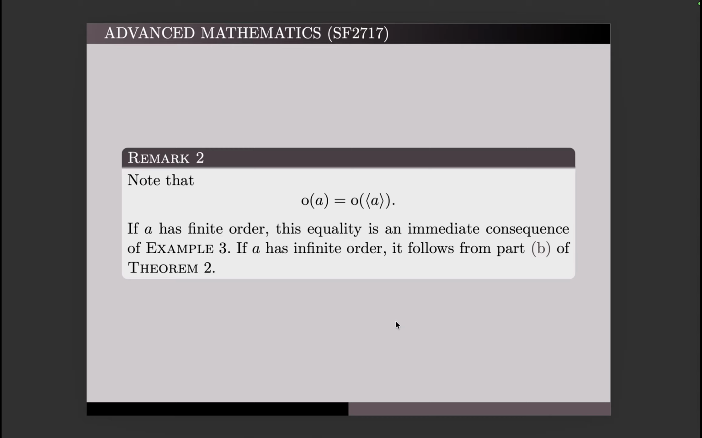A very, very nice, innocent, beautiful, elegant formula. You have to remember this. And I want you to think about it yourself: what happens if the order of A is not finite? It means that this is infinite. You should be able to prove that this one is also infinite. It's a very simple exercise, so do it yourself, please.